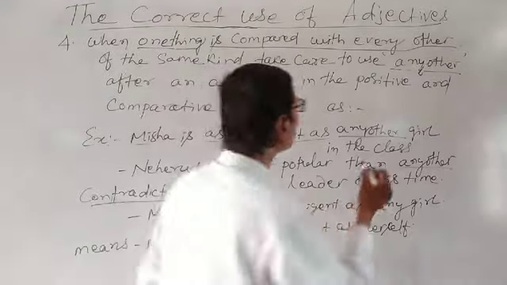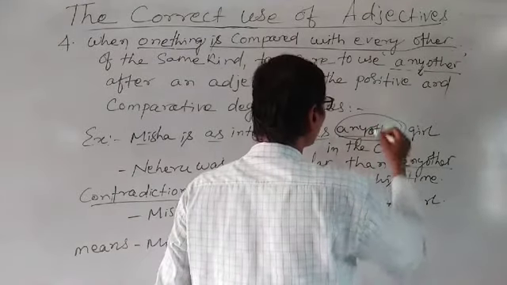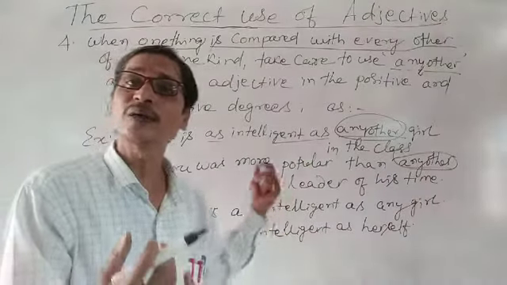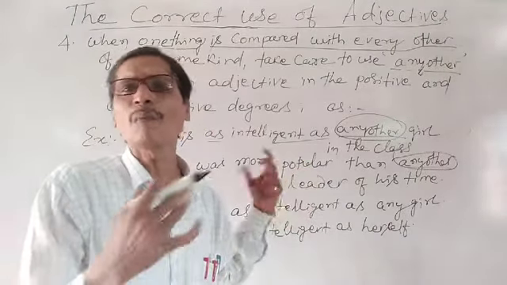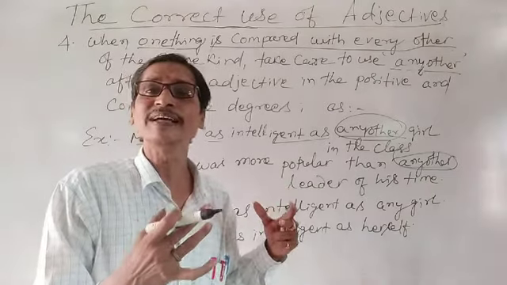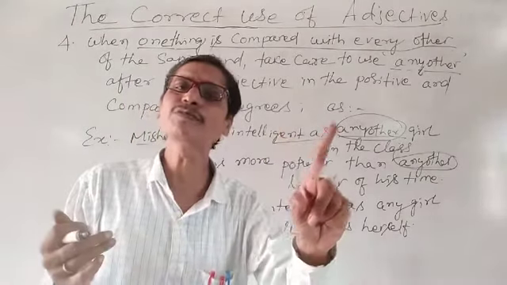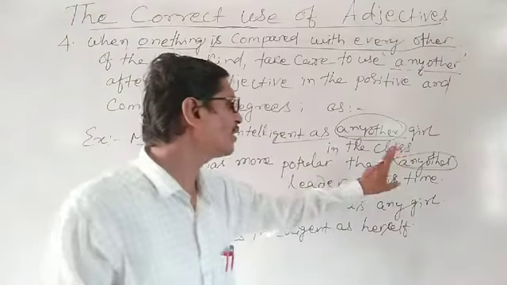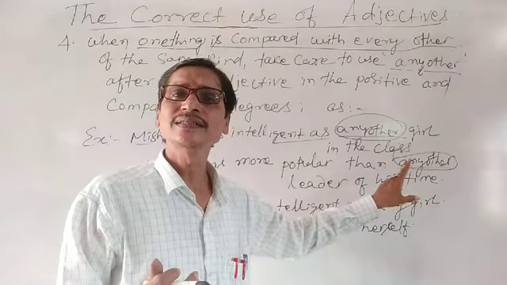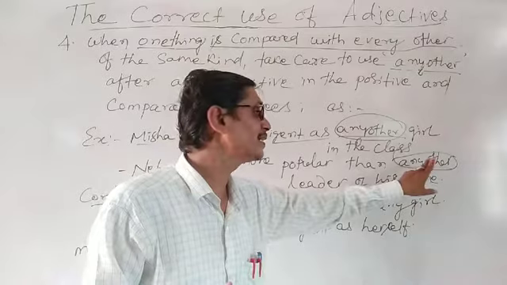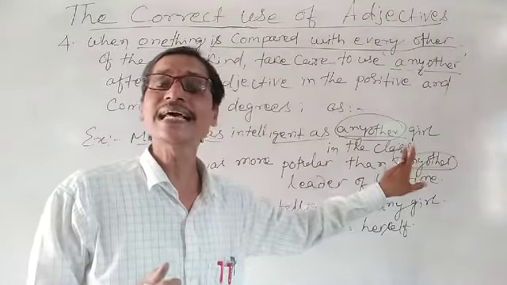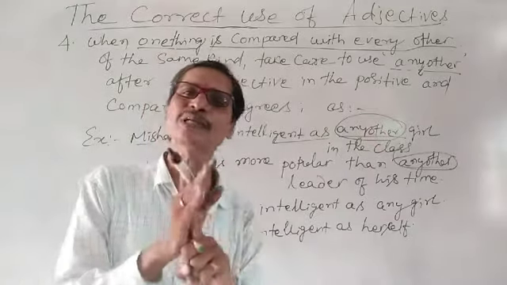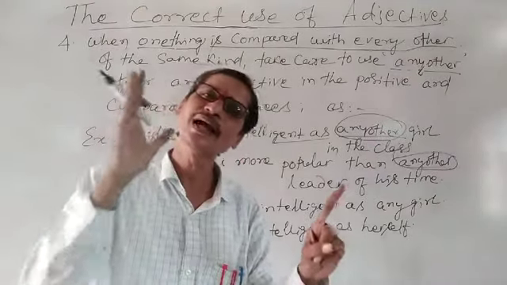So if we don't write the word other over here, then the comparison will be for the individual person. That means Nehru, if we don't write other, then it will be of himself. One person is compared with himself. One girl is compared with herself only.